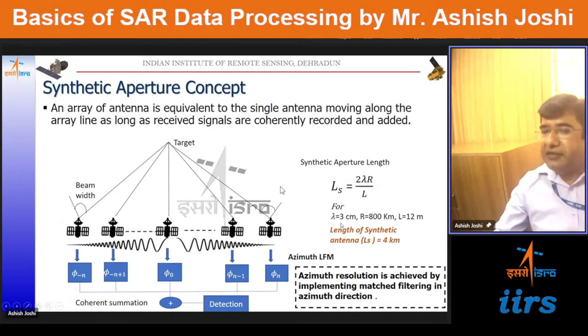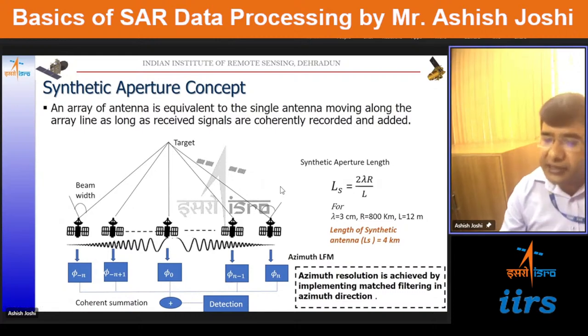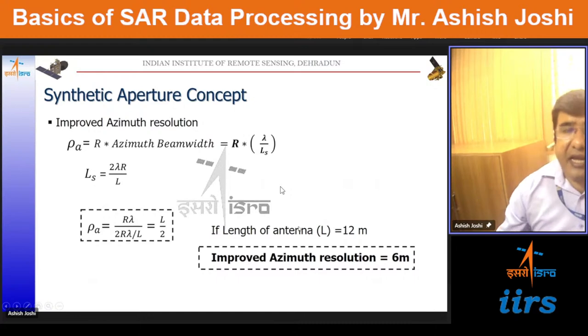If we have a 3 centimeter wavelength, R of 800 kilometer, and the normal real aperture is 12 meter, how much synthetic aperture length can we get? We can get 4 kilometer of synthetic aperture length. Now we can calculate the improved azimuth resolution by the formula R into the azimuth beam width, which is lambda by L.